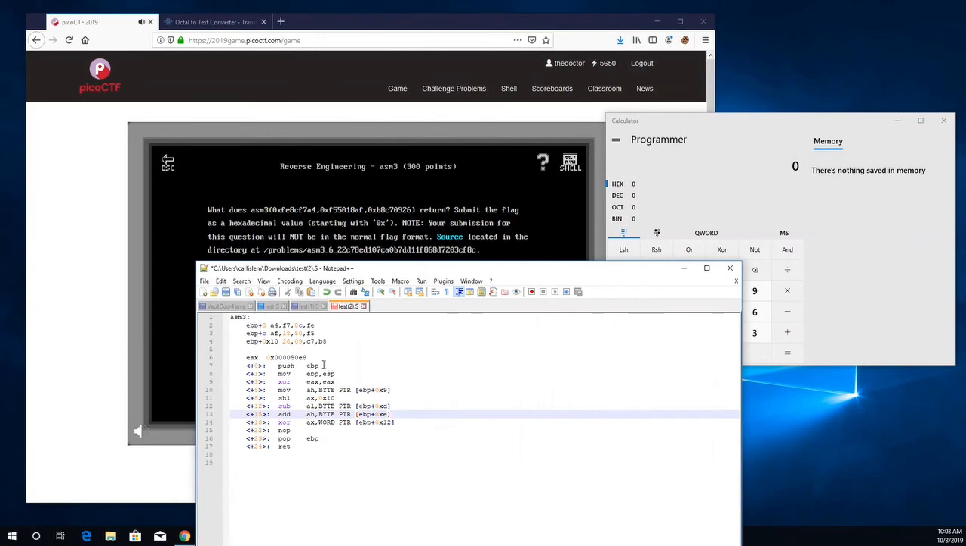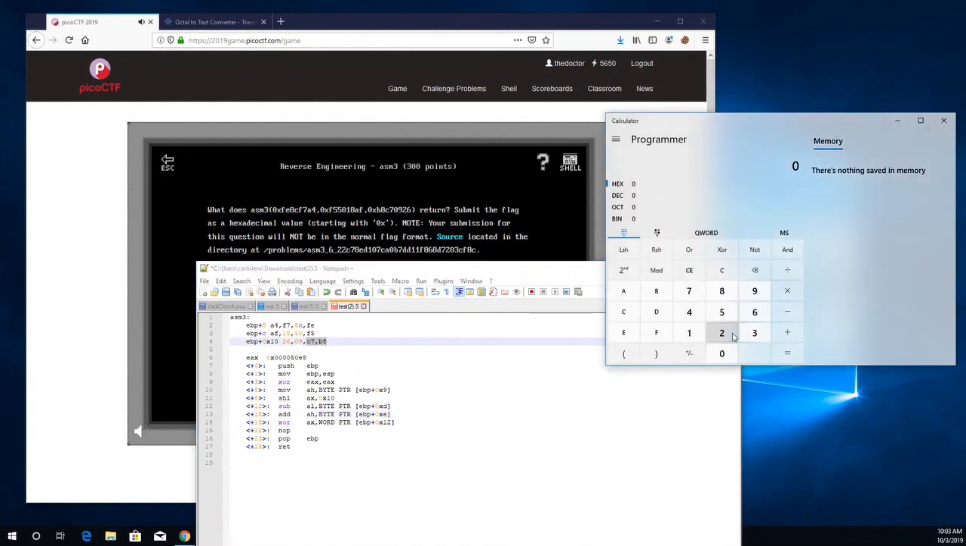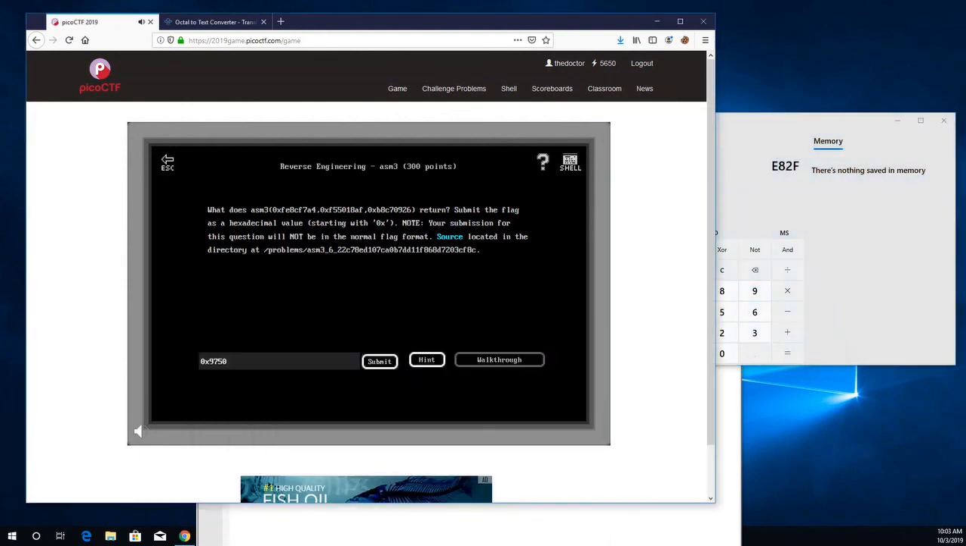Okay, so let's go look at this again. So we had the 50E8 that we got in there from this 50. And then subtraction. Then when we do the exclusive OR, we want to exclusive OR the word. This is going to be B8C7. So we're going to say B8C7 exclusive OR 50E8 equals E82F.